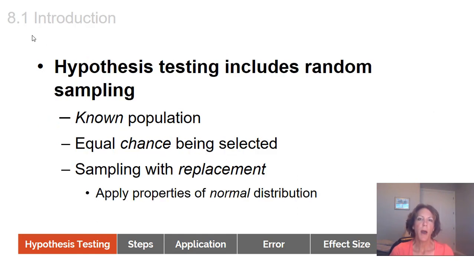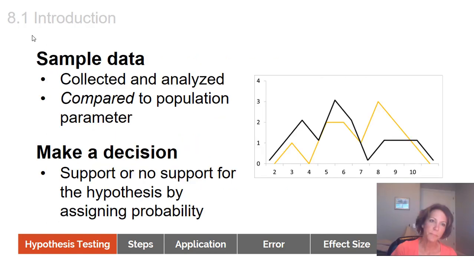So when we do hypothesis testing, as a reminder, we're using random sampling, which we've talked about before. We have a known population in random sampling, and every member of the population has an equal chance of being selected. And we do what is called sampling with replacement. And this is very important because we can't apply the properties of a normal distribution if we don't do that. The normal distribution has certain proportions, and we need to do sampling with replacement to maintain those proportions.